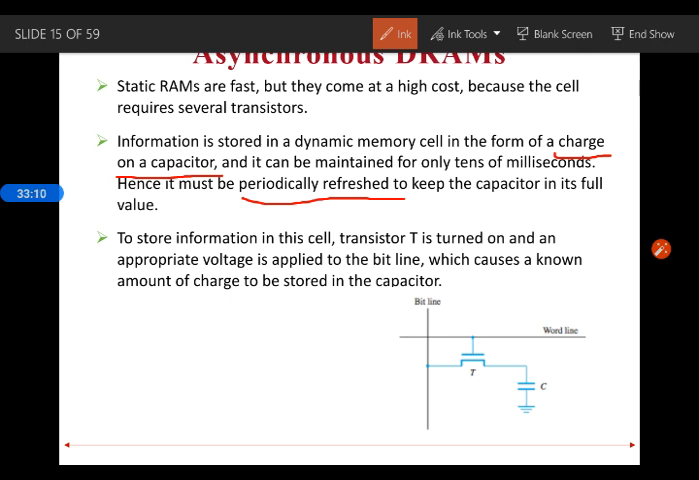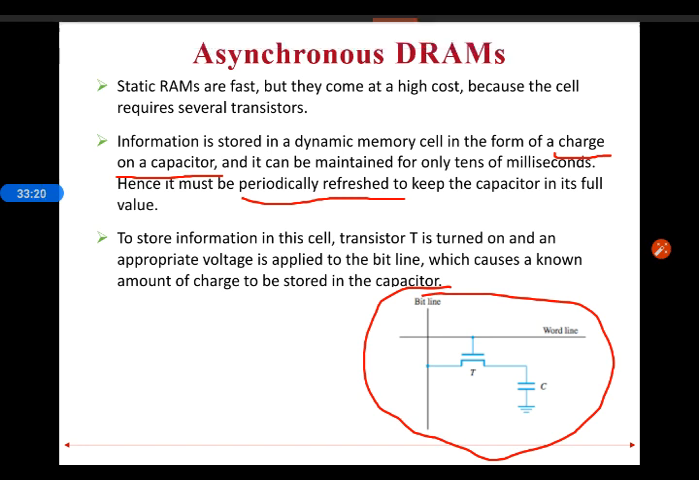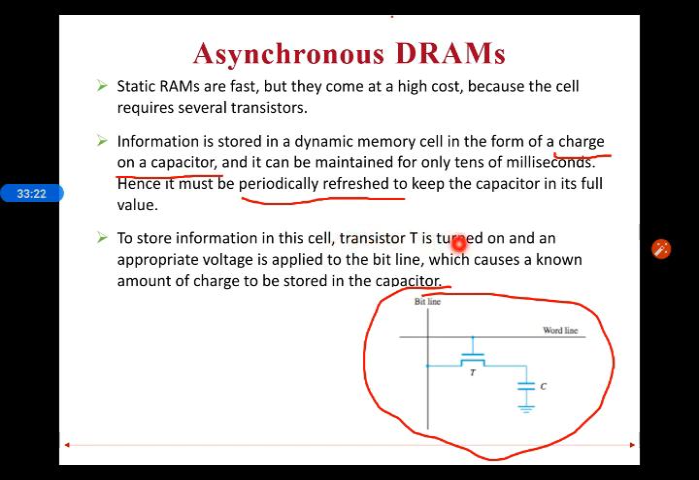So to store information in this cell, this is the diagram. Here you can see the bit line and word line. To store information in this cell, the transistor T is turned on. What will happen when T is turned on? When you activate the word line, it will cause this transistor to open. The voltage will go through this capacitor, which causes a known amount of charge to be stored in the capacitor. Okay, so that charge will act as the data.